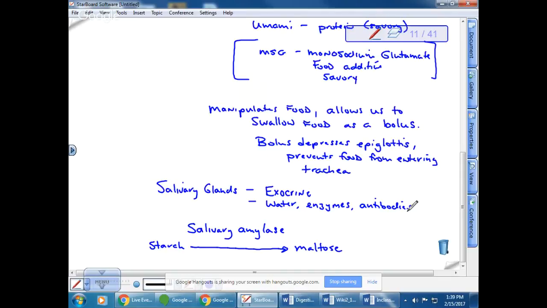Okay. So I'm going to stop there for today, and on Monday we're going to continue with our discussion of digestion, and then on Wednesday you're going to have a quiz. So you're going to have a quiz over this information plus what we go over on Monday.